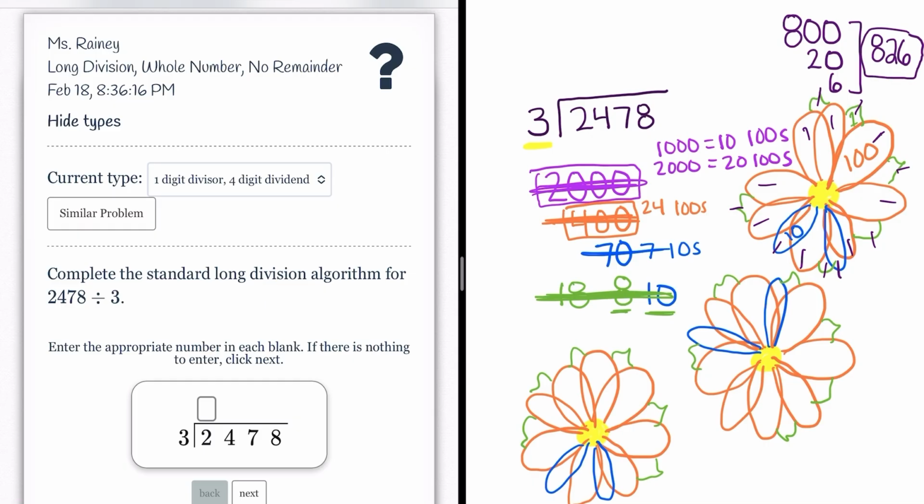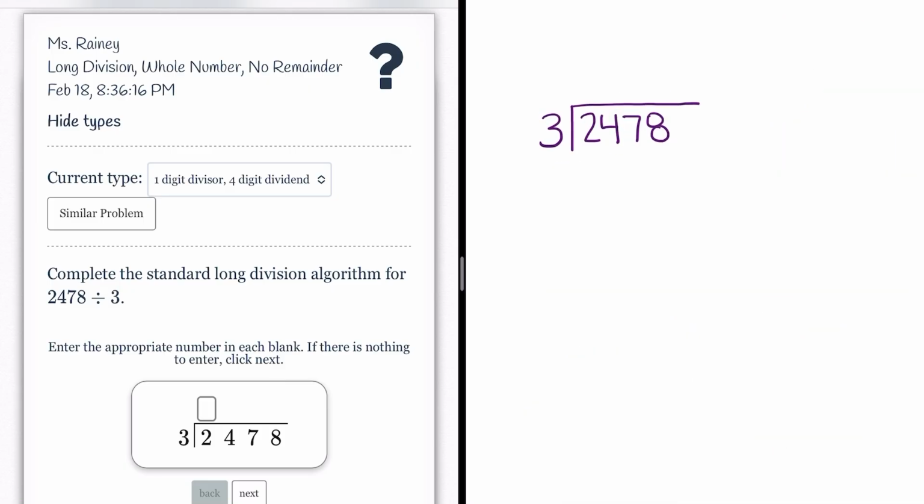This method I love because it visually represents what's actually happening when we're dividing. We're not just doing a series of steps to get a random number. We are literally dividing our dividend into the number of groups that is our divisor. However, it doesn't always make sense to spend a lot of time drawing flowers and breaking everything down, which is why the standard long division algorithm is an awesome tool. But I want you to remember this is what we're actually doing so that you can understand the process and remember the steps. All right, we have made it to the standard long division algorithm.